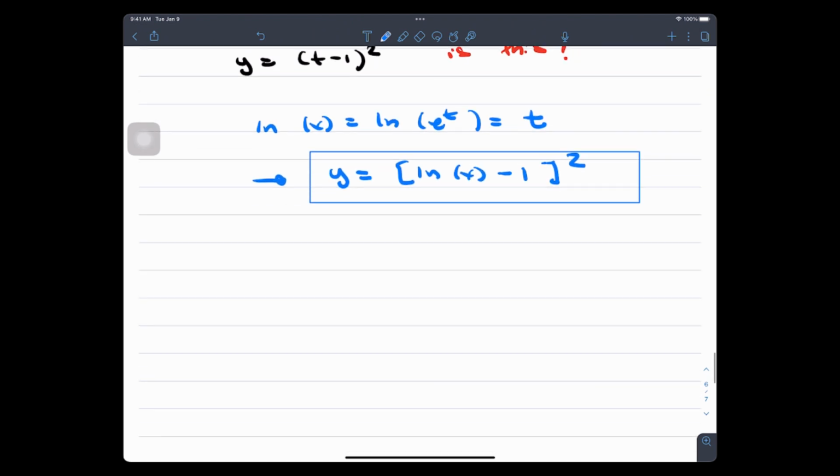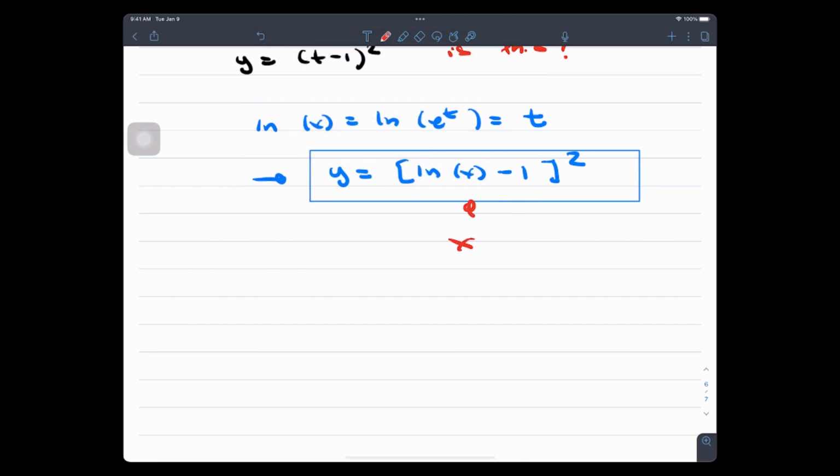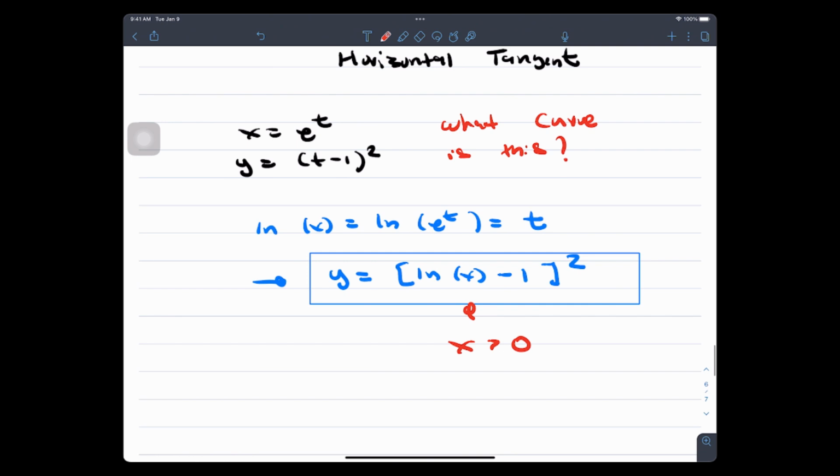Now, what's the domain of this curve? X is going to be what here? X has to be greater than 0, right? Because you can't define that. So anyway, I just want you guys to know that. And that makes sense here because e to the t is always positive, no matter what t is. So okay, I can see that now.